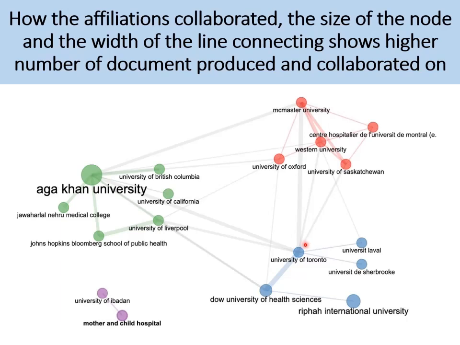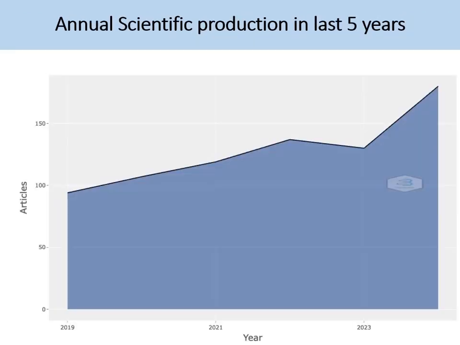The University of Toronto is collaborating with the Dow University of Health Sciences, and Aga Khan University is also collaborating with Dow University of Health Sciences. And in Pakistan, the third university is Riphah International. So you will find these 3 universities in Pakistan, where mainly the authors are from, and they are collaborating. Here you can see the annual scientific production in the last 5 years, and in the last 1 year you can see a hike in the scientific production.